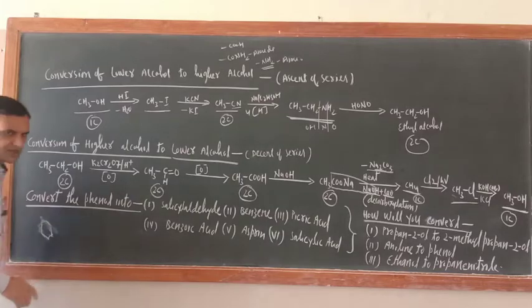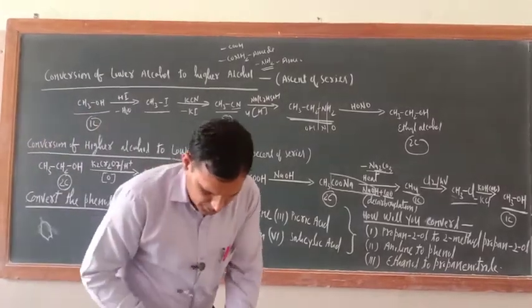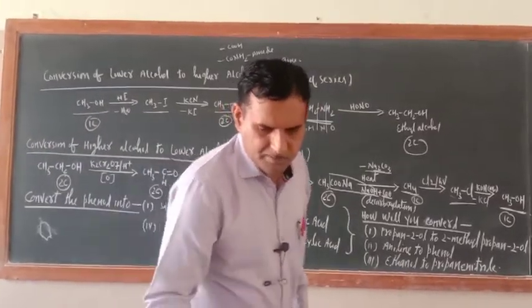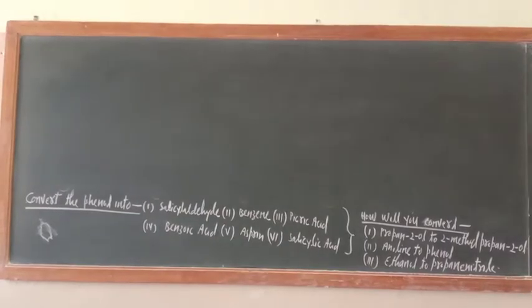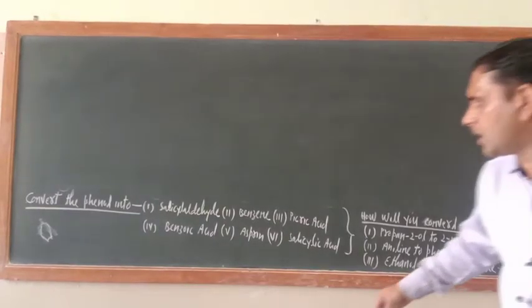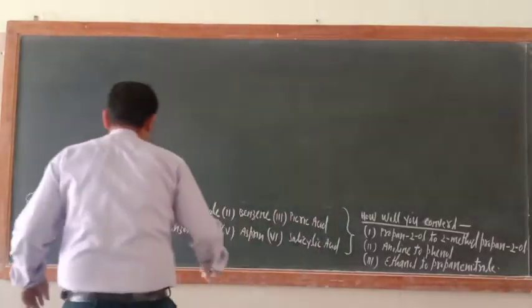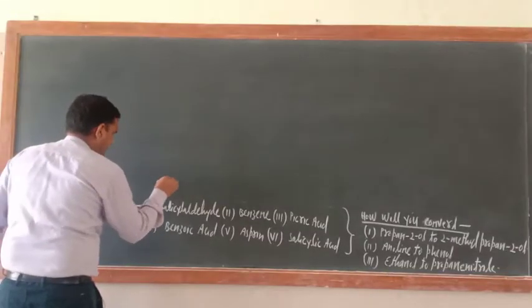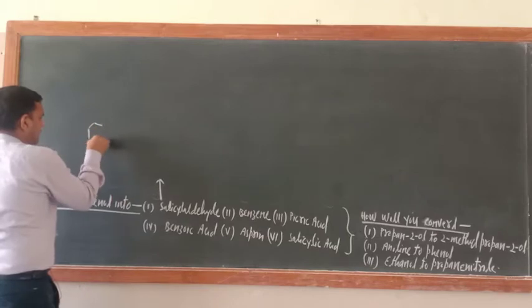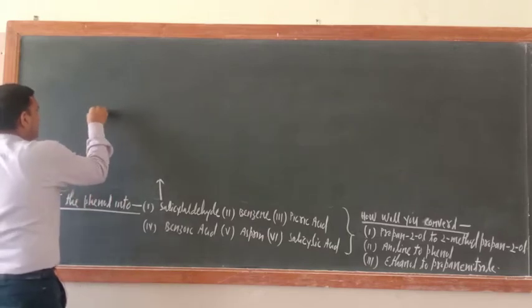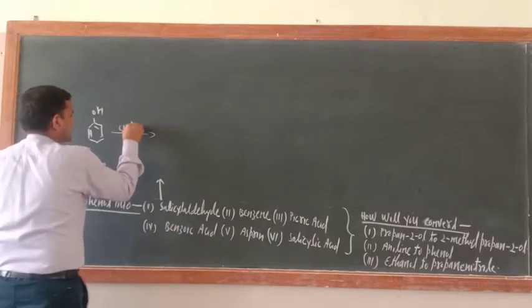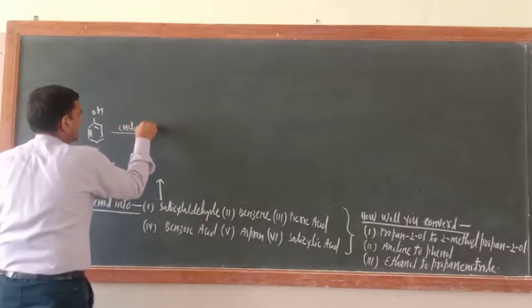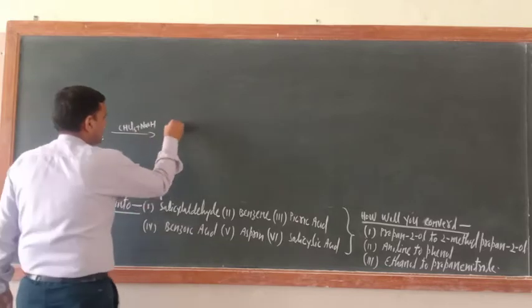Let me rub this side because the place is less. Okay, so convert the phenol into salicyl aldehyde. I am doing the first one now. This is phenol. You know the Reimer-Tiemann reaction. Treatment with CHCl3 plus NaOH. Just write the main product only.